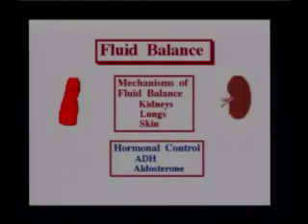Now, as we continue to talk about fluid balance, mechanisms of fluid balance, the kidneys, the lungs, and the skin are the main organs that regulate fluid balance. There are two hormones that are absolutely essential to fluid balance. Antidiuretic hormone, which is actually made in the hypothalamus and stored and secreted by the posterior pituitary. And this says to the kidney, hold on to sodium and water.